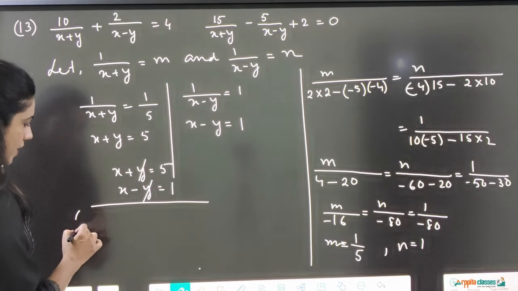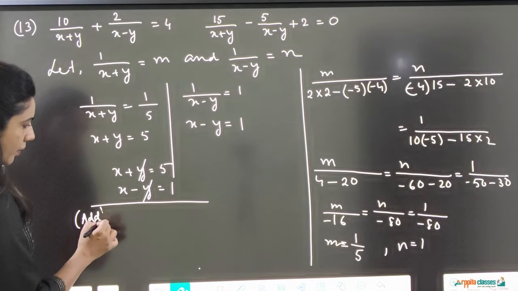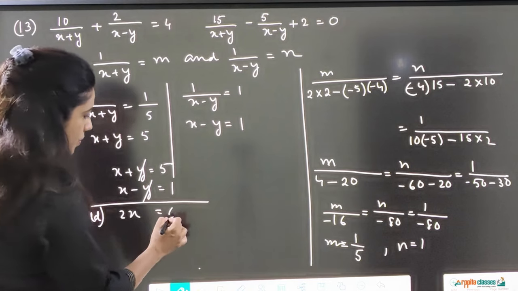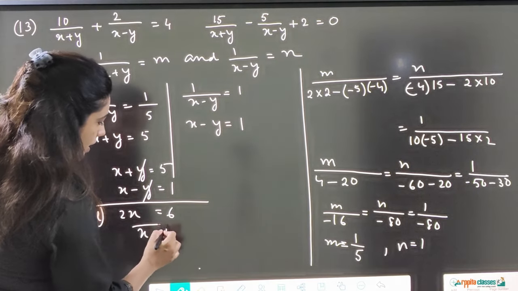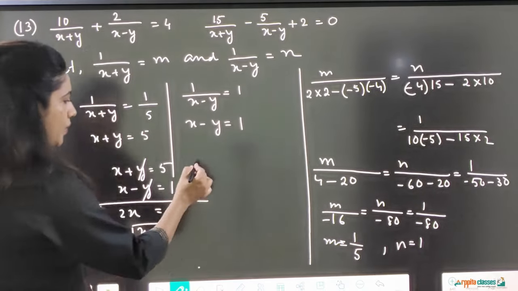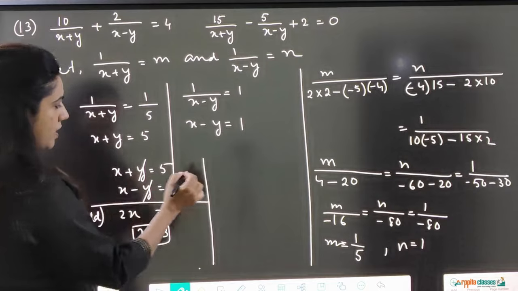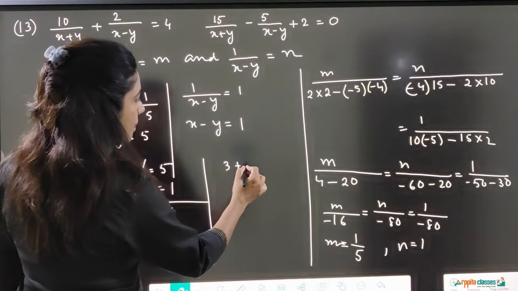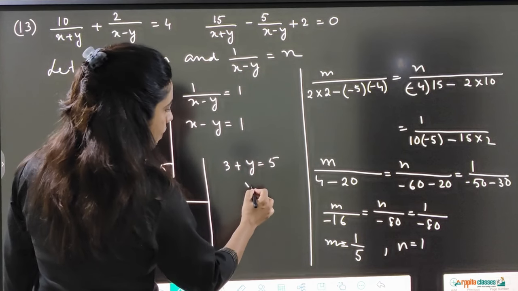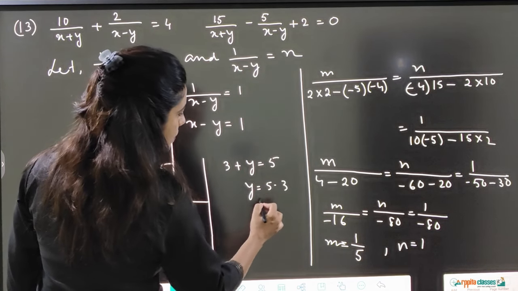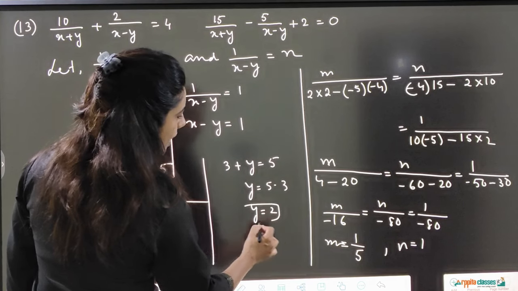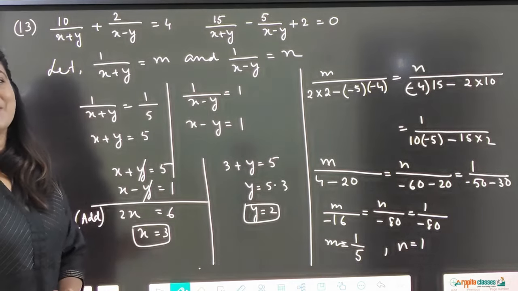Y plus y minus y get cancelled. We are adding the two equations. So 2x is equal to 6, or x is equal to 3. Now we'll put this value in either of these equations. So I'm putting it in the first equation, x plus y is equal to 5. So 3 plus y is equal to 5, or y is equal to 5 minus 3, that is 2. So the values of x and y are 3 and 2.